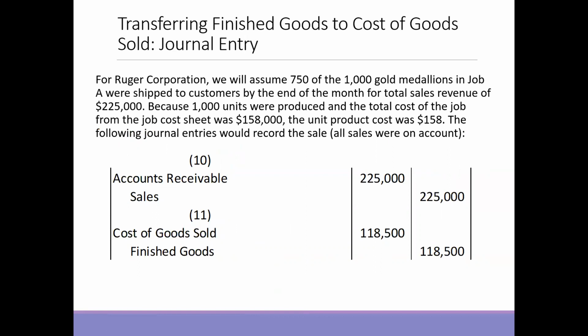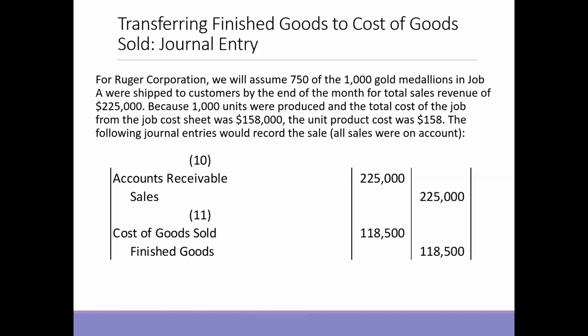I know you guys will probably remember this from financial accounting, but there's two journal entries, one to show the sale and one to show the goods are done. The goods are no longer an asset. They're now expensed on the income statement. So here you see, we assume 750 of the 1,000 gold medallions in job A were shipped to customers at the end of the month for total sales revenue of $225,000.